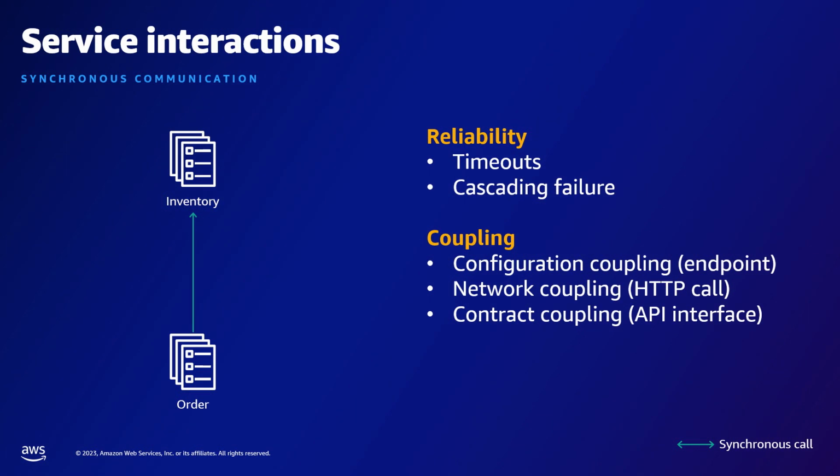If the order service makes a synchronous or blocking call to the inventory microservice, it results in a tight coupling between the services, as the order service should know about the inventory service and its interface. This results in configuration coupling, network and contract coupling. It can also result in the timeouts and cascading failures if inventory service times out for some reason.